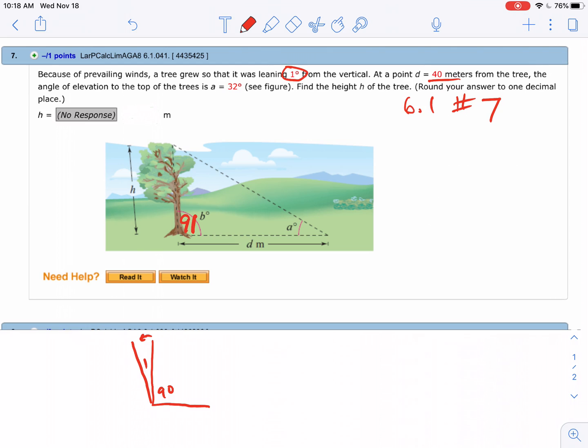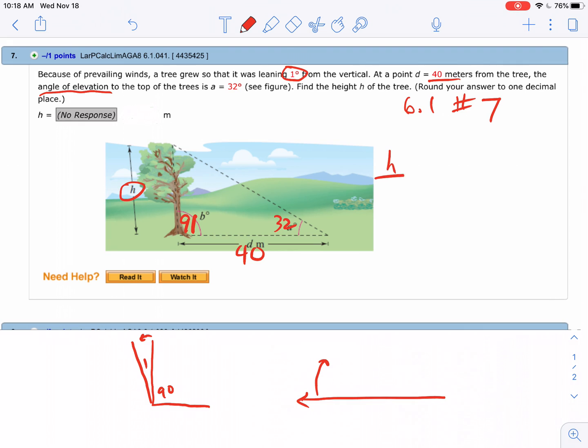Mine is 40 meters from the tree, so the distance is 40 meters. And then when they say angle of elevation is from horizontal, how far up you go. And so my angle of elevation goes here as a 32. And what I'm trying to find is h.